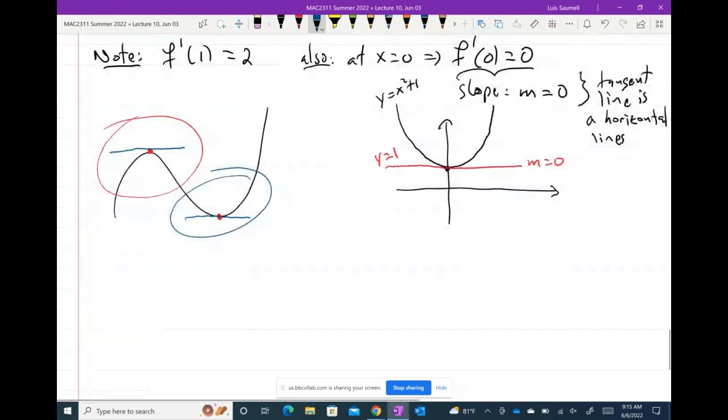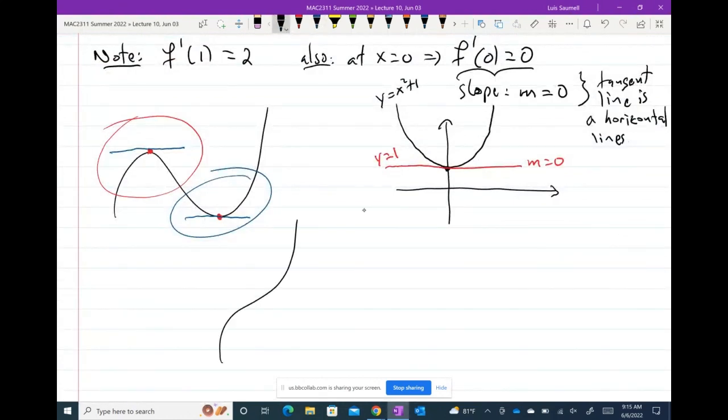If you think about the cubic function, y equals x cubed, let's look at this point here.